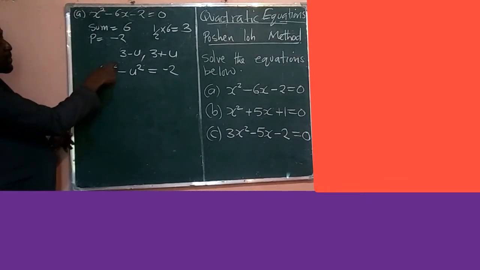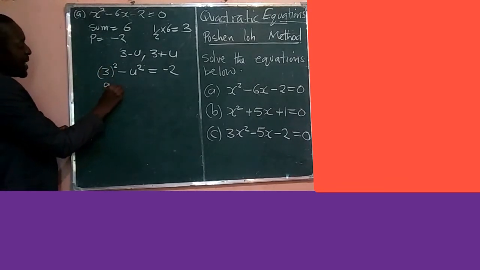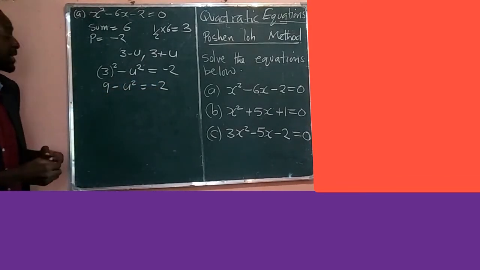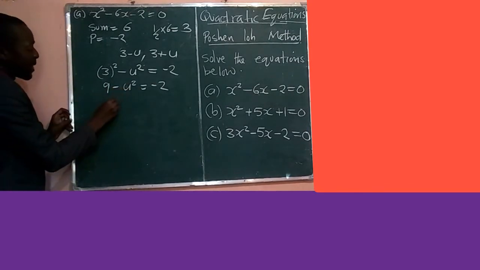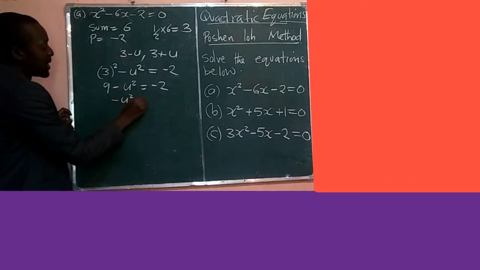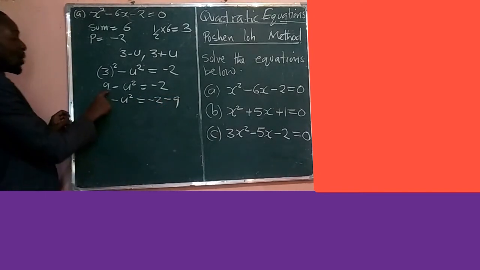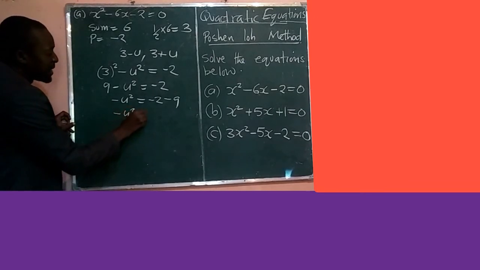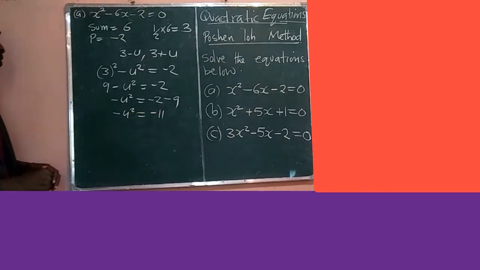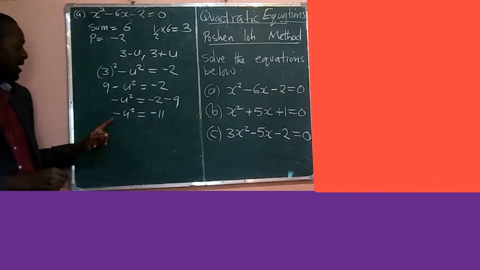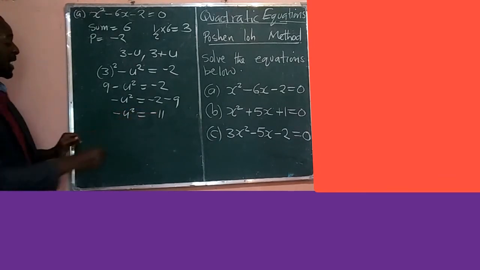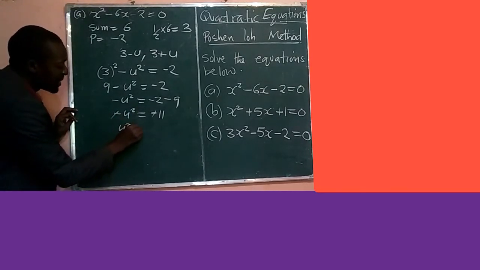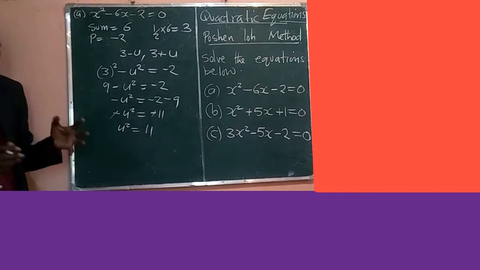And so when we simplify, we are going to have 9 minus u squared is equal to negative 2. So we can collect like terms here. This 9 will go to that side. We are going to have negative u squared is equal to negative 2 minus 9. When the 9 goes there, it's going to be a negative. So negative u squared is equal to negative 11. And you notice that on both sides we have negatives. So the negatives are going to cancel out, and you remain with the positive. So you are going to have u squared is equal to 11. And then you can find the square roots on both sides.